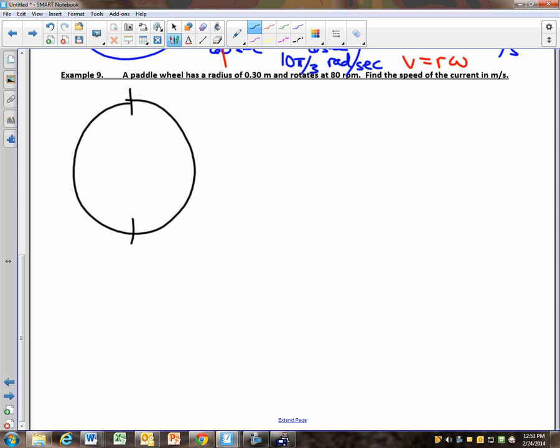But so we got this paddle boat wheel, and maybe it's from a boat, maybe it's part of a sawmill, who knows what. Okay, and the fact is that water is going by. And the question here is, if the paddle wheel has a radius of 0.3 meters and rotates 80 rotations per minute, find the speed of the current. So we're wondering, what's the current of the water going by? That's what we'd like to find out.